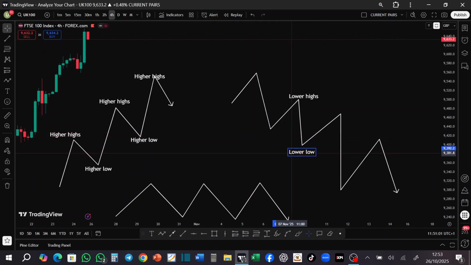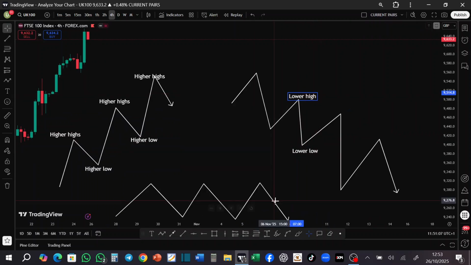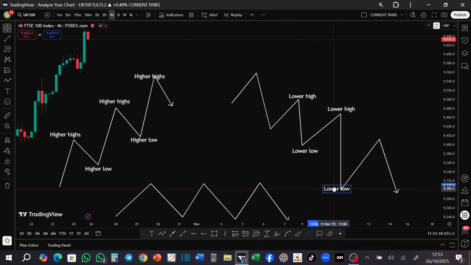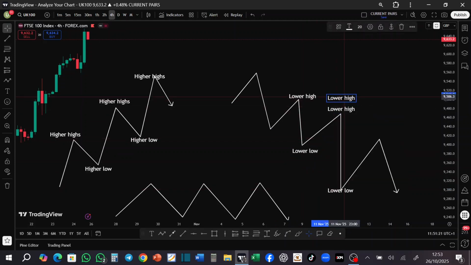Okay. It's very important that you understand these simple terminologies, because once you understand these, you will be able to organize yourself psychologically to flow with the market. So it is making lower high, lower low, lower high, lower low, lower high, lower low. Okay.